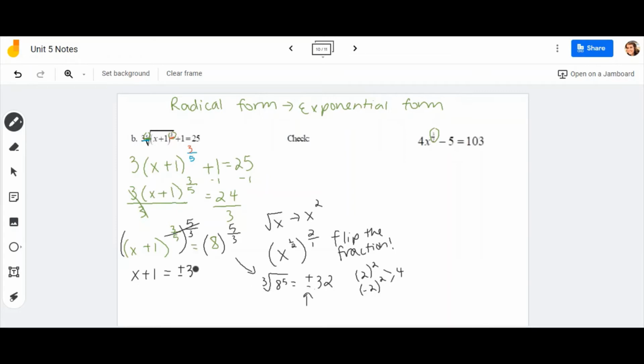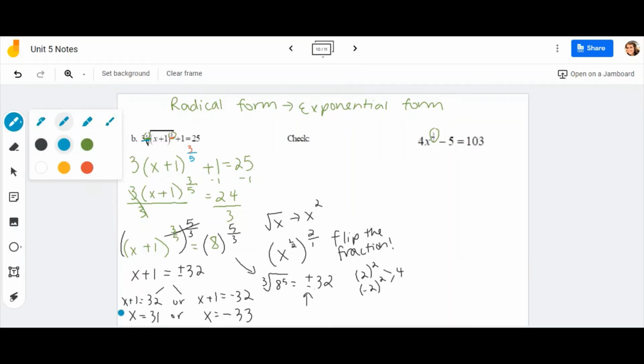So if we write plus or minus 32 here, what we can do is split this into 2 equations. So we have x plus 1 equals positive 32, or x plus 1 equals negative 32. That is what's going to allow us to get 2 potential solutions. So if I subtract 1 on the left side, I get x equals 31. Or on the right equation, if I subtract 1, I get x equals negative 33. So from here, these are our 2 potential solutions.